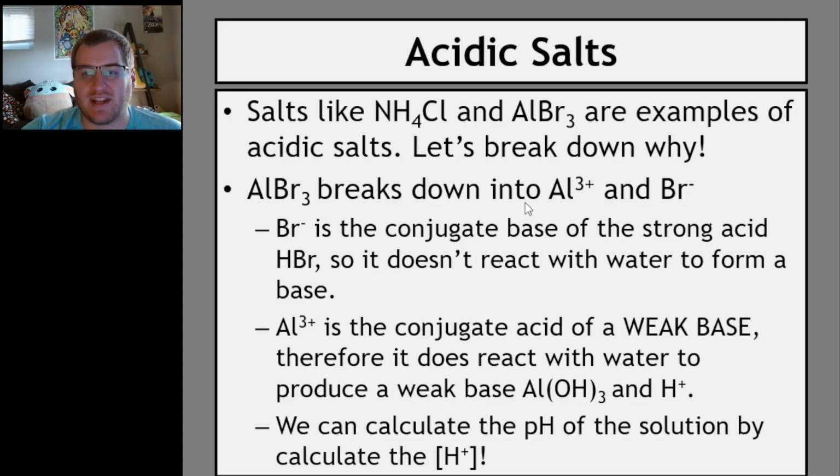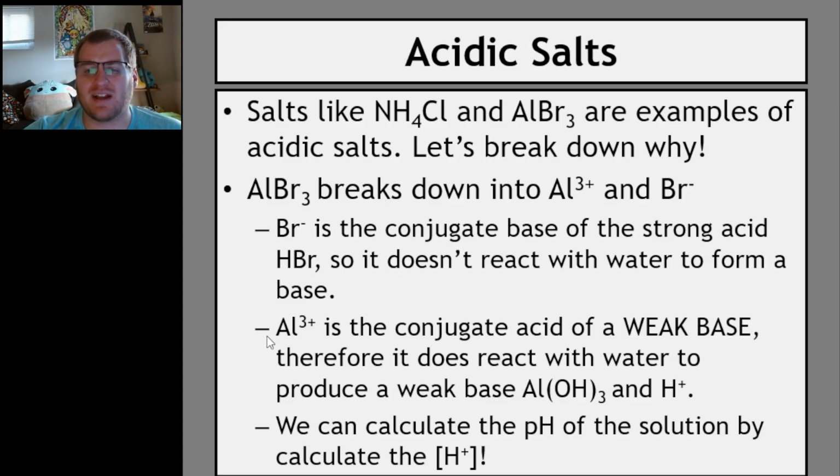AlBr3 breaks down into the two components, aluminum 3+ cation and Br- anion. Br- is the conjugate base of the strong acid HBr, so it doesn't react with water at all. So I basically just ignore it. This Br- does not affect our pH.